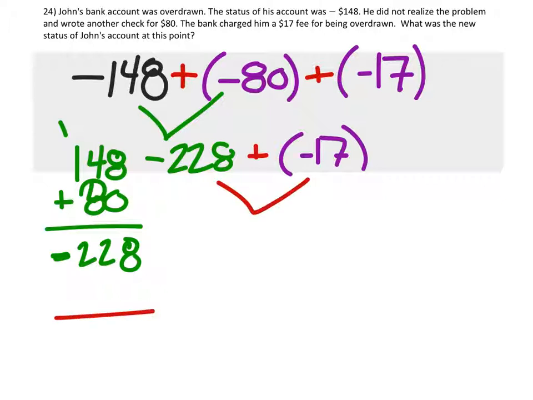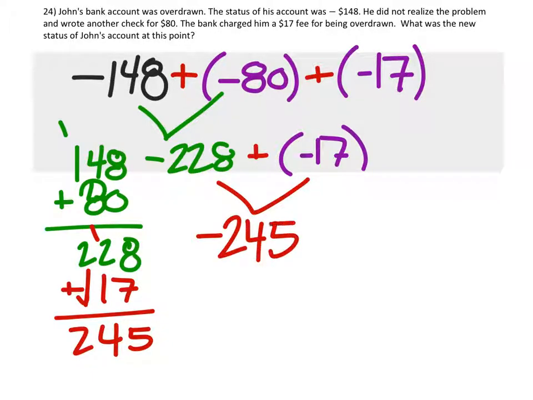Again, if I combine this with the 17, I'll just add the two numbers, ignoring the negative. So this ends up being 8 plus 7 is 15. Carry the 1. 1 plus 2 plus 1 is 4. And then we'll just drop this 2. So it looks like we owe the bank $245. Again, if you label that, that'd be great, but that's okay. And yeah, again, we have to recognize that that will be a negative value, because it's money that we owe the bank.